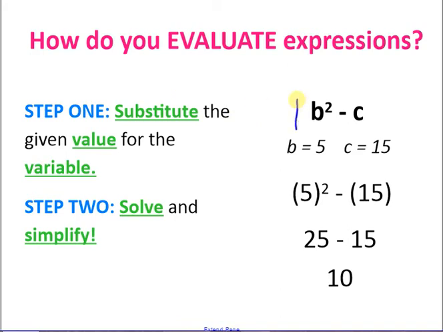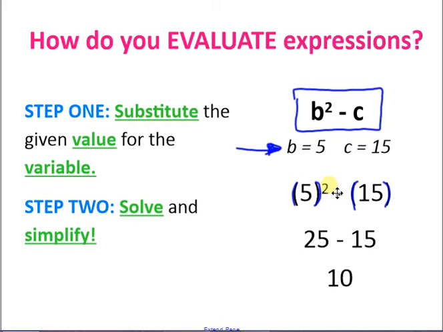Well, here is what your problem is going to look like. You're going to be given a bunch of variables, and then you're going to be given some values that correspond to the variables. So B equals 5 and C equals 15. What you're going to do is substitute the given value for the variable. So instead of B, you're going to put a 5 in its place. And instead of the C, you're going to put a 15 in its place. When you do that, you need to put parentheses around the number that you inserted in its place. Very, very important. And then you're going to solve and simplify.